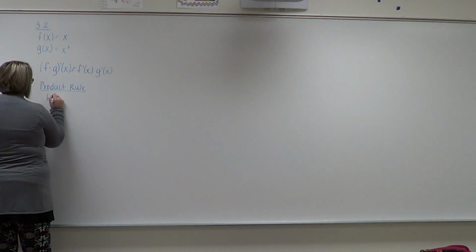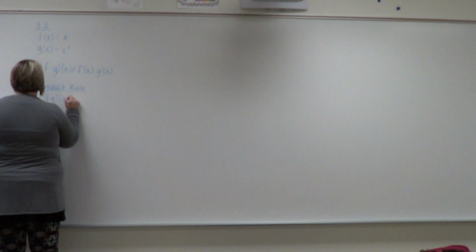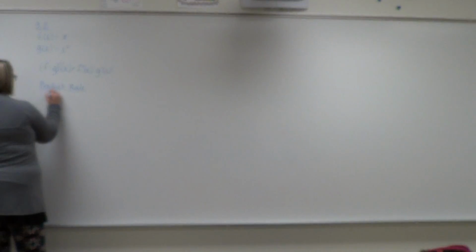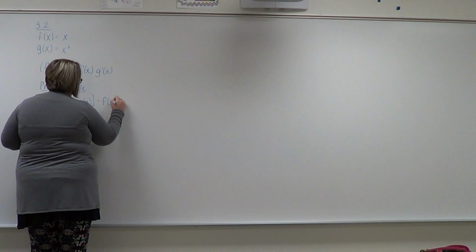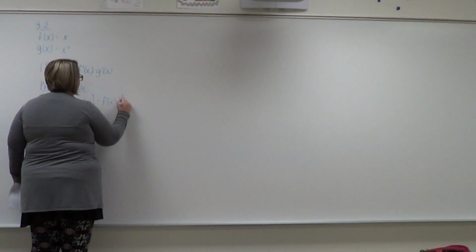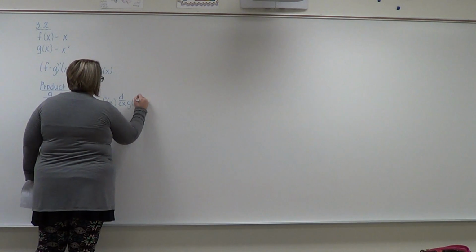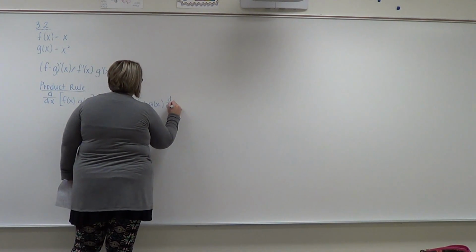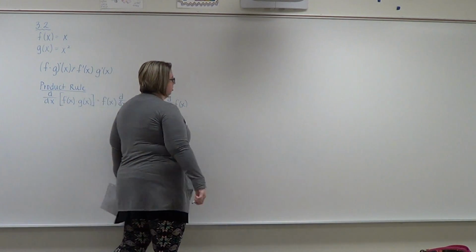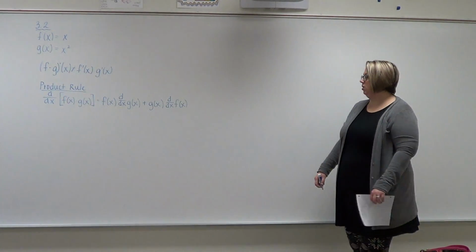So the derivative of f times g is equal to f times the derivative of g plus g times the derivative of f. They used e here, so I'll do it like they did in the book, just so I'm consistent. So this is how it's written in your book. I just used the prime that I was talking about before.